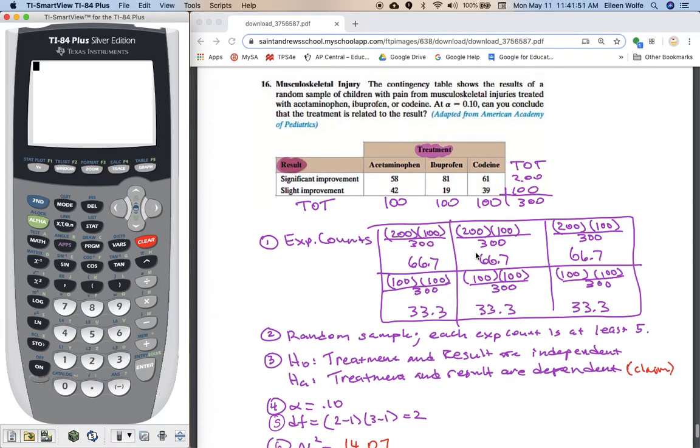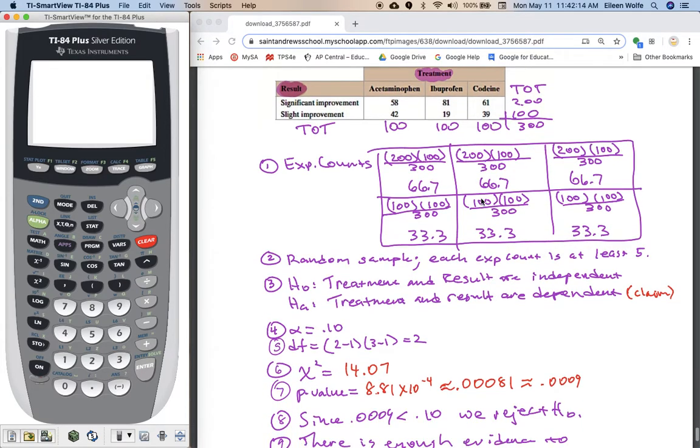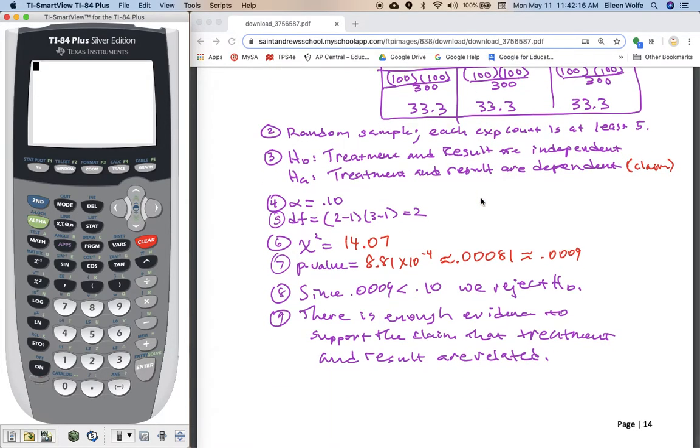Then another medical example where people are treated for pain from an injury. So we have a treatment with 3 different pain relievers, and then we worry about whether or not the person showed significant improvement or slight improvement, and we want to know if the improvement level is related to the type of treatment. So same process here.